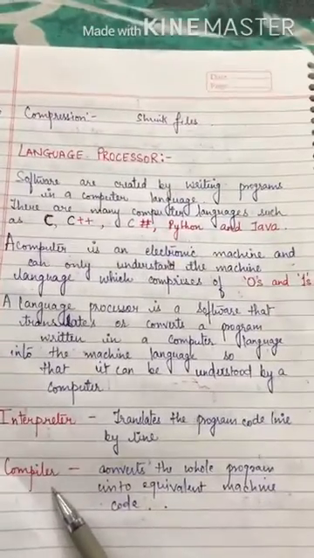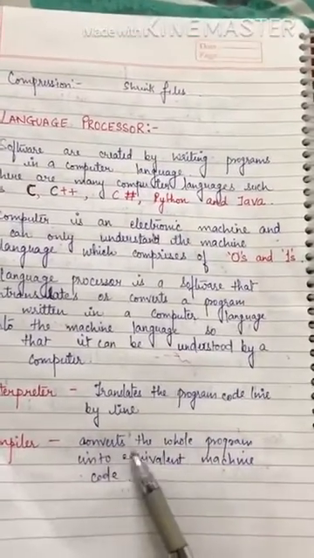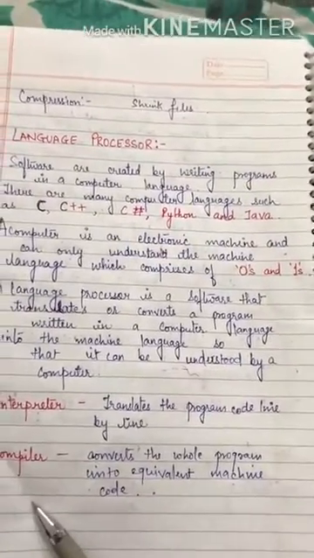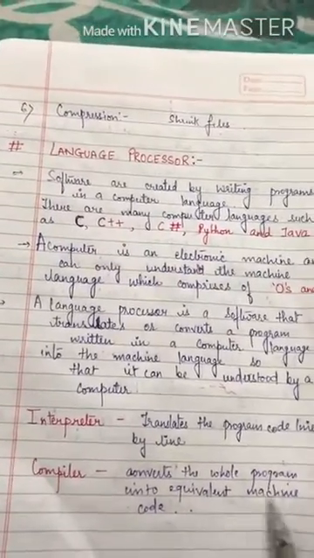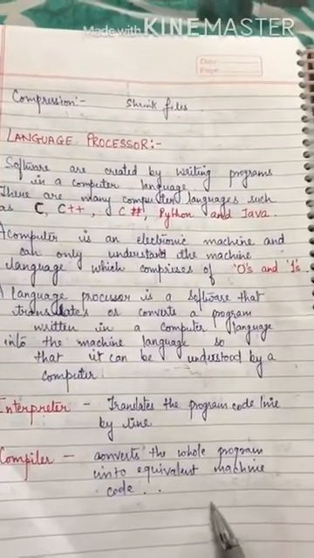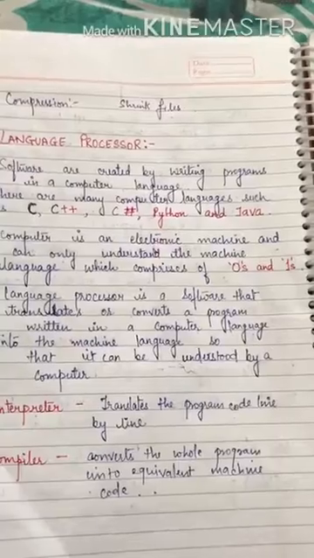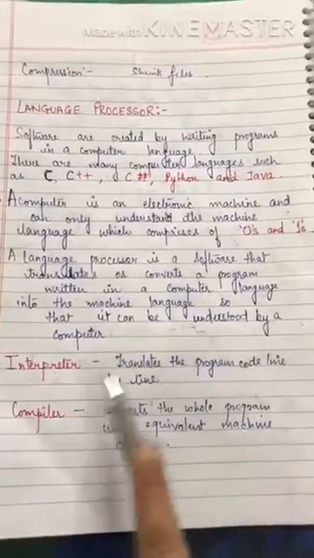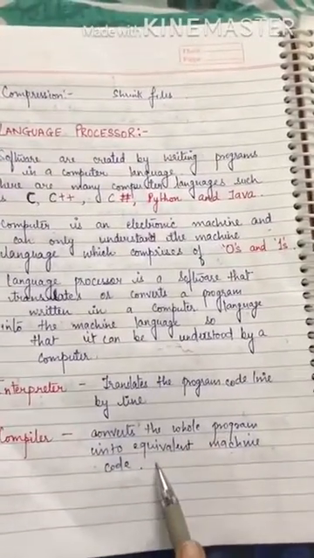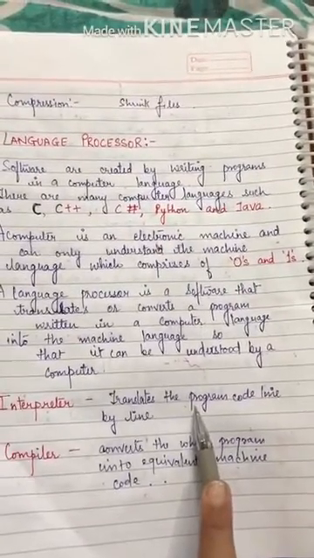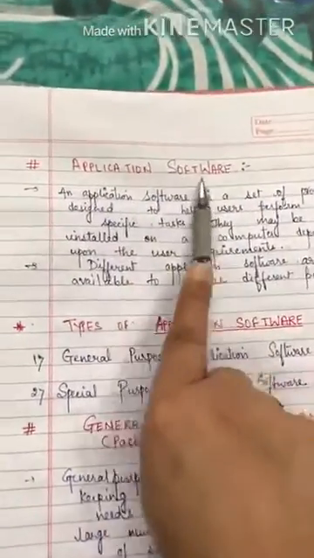And what do you mean by compiler? A compiler converts the whole program into an equivalent machine code. It means a compiler is a translator program that converts the whole program into an equivalent machine code in one go. It generates the object code for the program along with the list of errors. Okay children, that's why programs are always compiled, not interpreted, because interpreting takes too much time due to the line by line check.